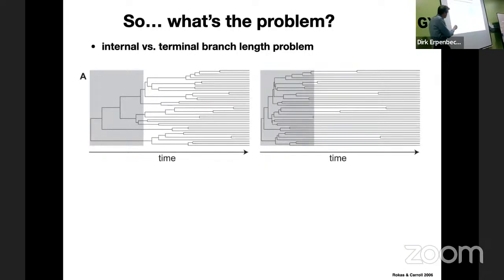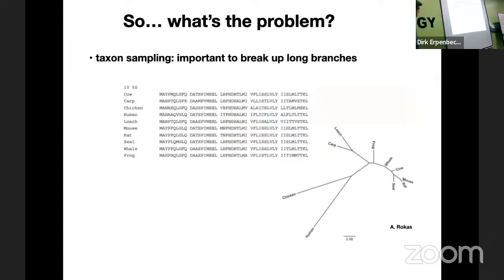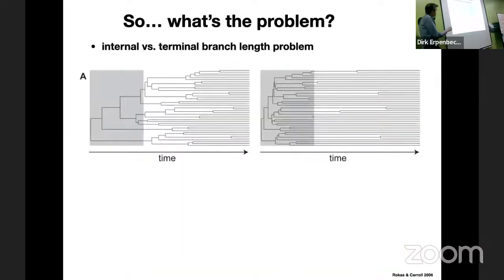These long branches, as you see here, can artificially put two taxa together. Likewise, the distances must not be too short. Why that? This is, let's say, a phylogeny for very deep splits.